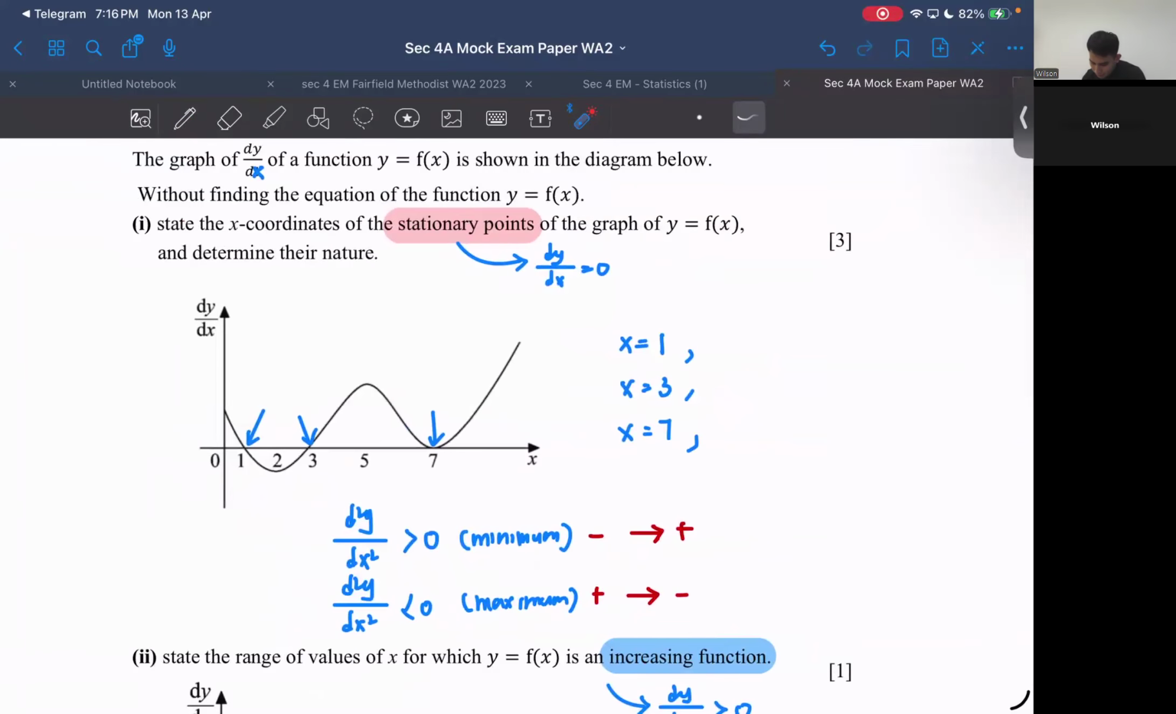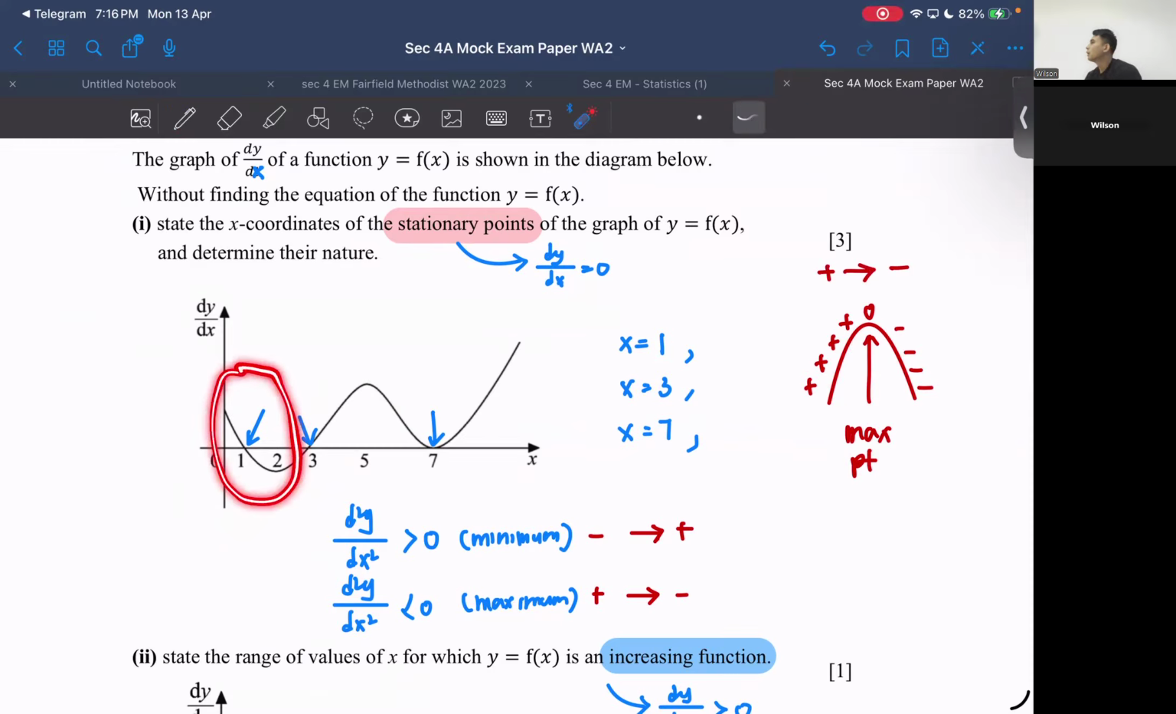Okay, let's go and see. Conventionally, this is a maximum point, right? Agreed? So what is the gradient over here? Is it positive or negative? Positive, right? So this one is positive, positive, positive, positive, 0, negative, negative, negative, negative. So I'm going from positive to negative. Now, looking at this portion over here, what kind of curve is this? It goes from positive to negative. Yes. So over here, this one should be a maximum.